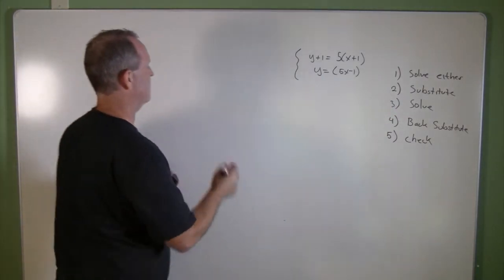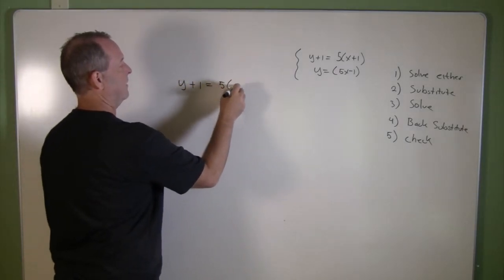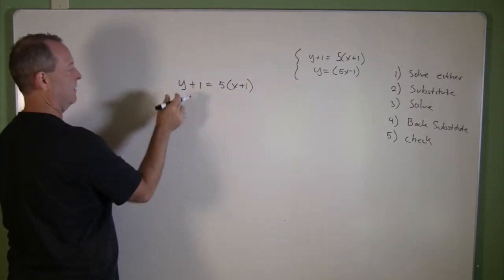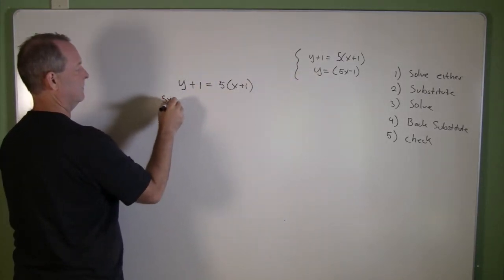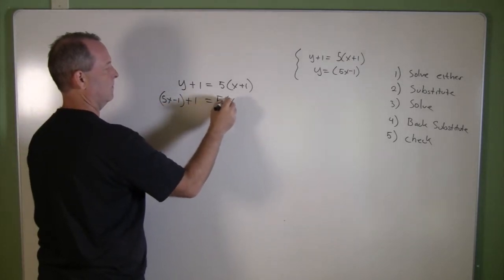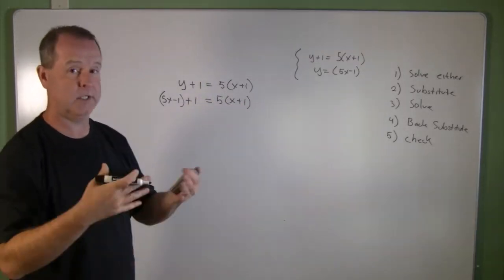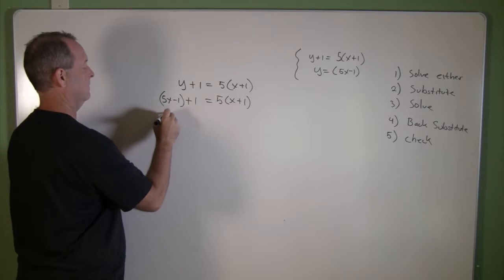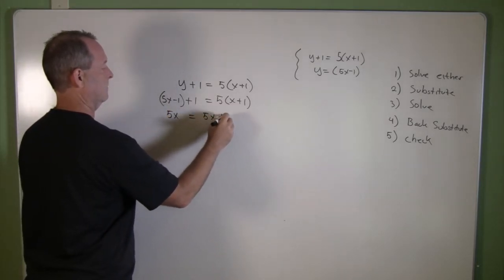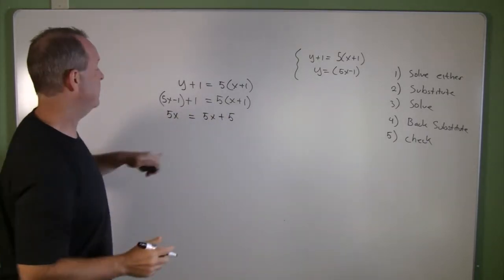Substitute. So let's rewrite that first equation. Y plus 1 equals 5 times x plus 1. Substitute this value of y in for y. Substitute it in. Now solve. I can subtract 5x from both sides.